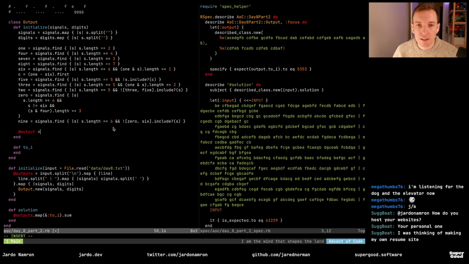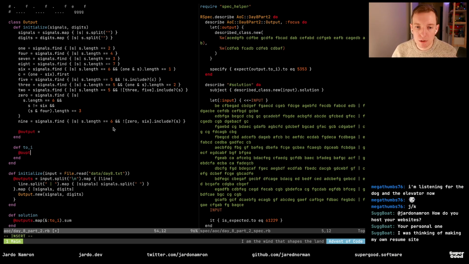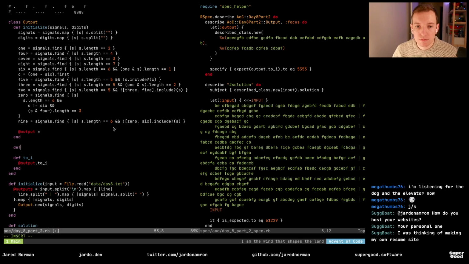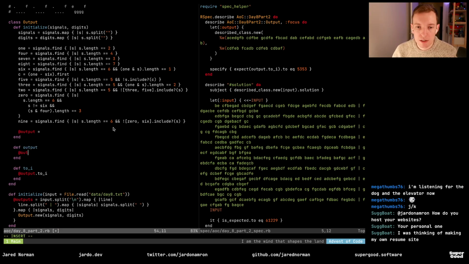So now we just need to take our digits and transform them into the numbers. And then this used to be output 2i. We're actually going to be able to reuse this for our part 1, I guess, if we wanted to. I don't think I'm going to do that. I think I'm going to go to bed, but hypothetically we could reuse this anyway.